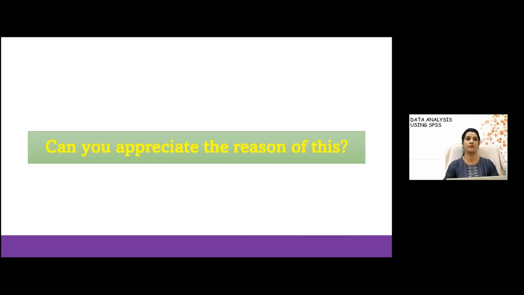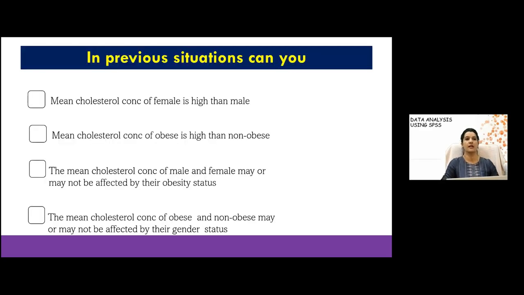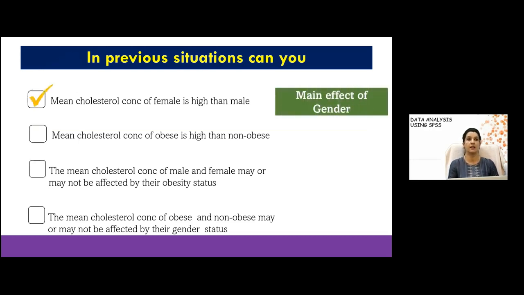So there is a reason for this. So we are seeing the different combinations, permutations, and combinations of it, and it's basically because of the interaction. So in the previous situations, we have seen that the mean cholesterol concentration of female is high than male. That is the main effect. We can call it the main effect of gender. Because of the gender effect, the mean cholesterol level of female is high. Then the mean cholesterol level of obese is high than non-obese. So we can say this as a main effect of obesity.